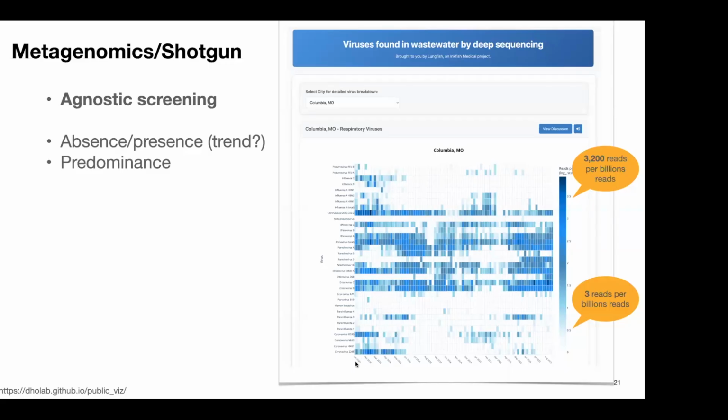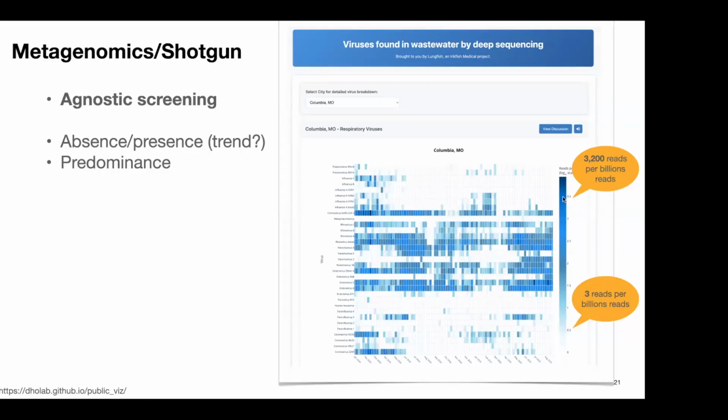In that case, it's January 2024 to August 2025. The intensity of the blue color indicates the number of reads, reads per billion reads. It's a log 10 scale, which indicates that 0.5 means they found 3 reads of that specific virus within billions of reads. They shouldn't have the S here, but anyway.